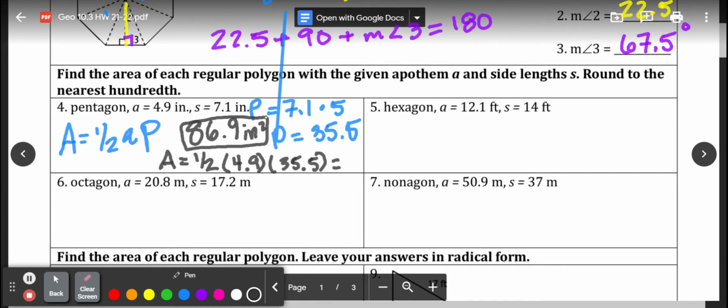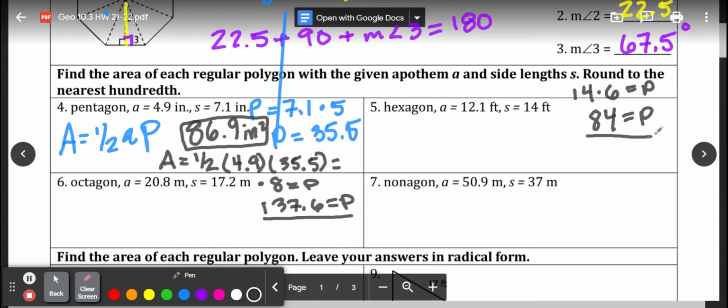There's not a lot of space for these. The first thing we want to do is find the perimeter, and then multiply the apothem times the perimeter and divide by 2. For the hexagon, we just do 14 times 6 for our perimeter, so we get 84. A lot of times I go through these and do the perimeters first. So that's 17.2 times 8, which should give me my perimeter: 137.6.